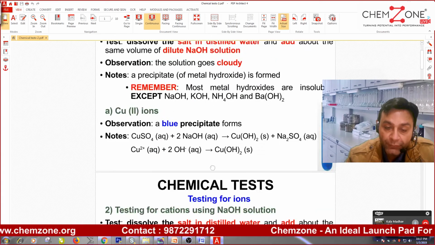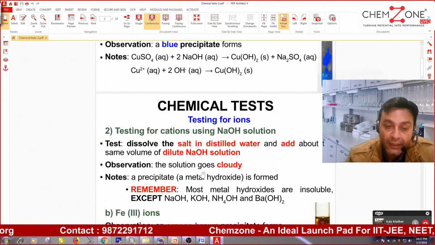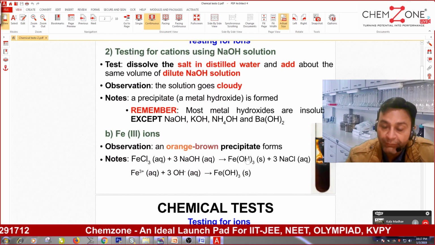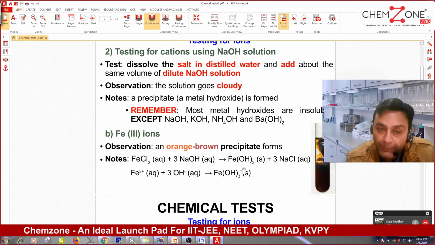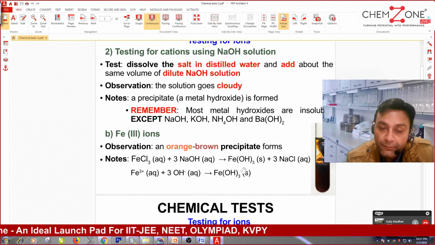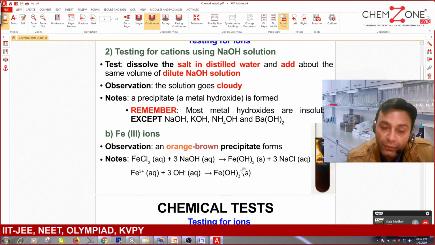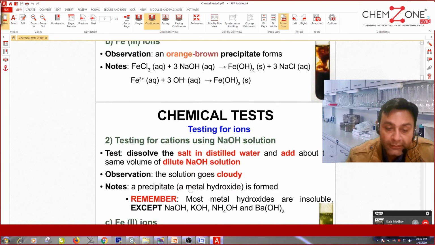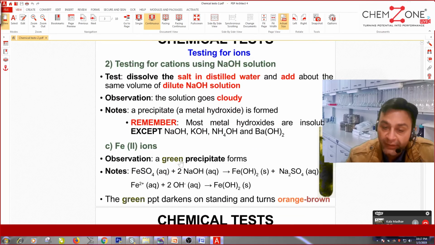Blue color PPTs are formed in the test for ions like copper. With ammonium hydroxide, ferric ions give ferric hydroxide, a brown color PPT, and it's a confirmatory test for the presence of iron ions. Do you understand this reaction now? And with the ferrous 2 positive ion, it will form a green PPT.